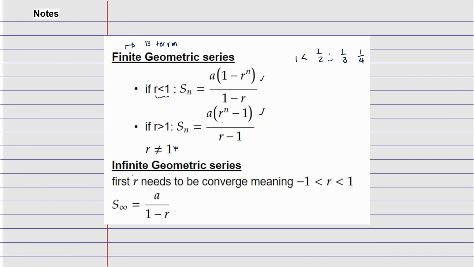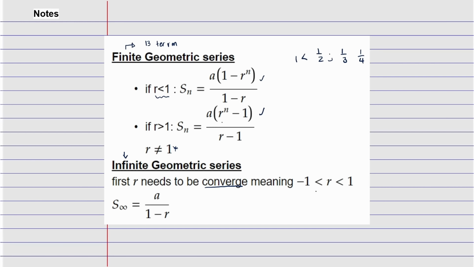Then we have infinite, right? Infinite meaning that we don't know where we're ending. It's continuous till infinity. This means you're counting till infinity, right? You're summing up till infinity. For that to happen, first you need to make sure that your series is convergent, right?